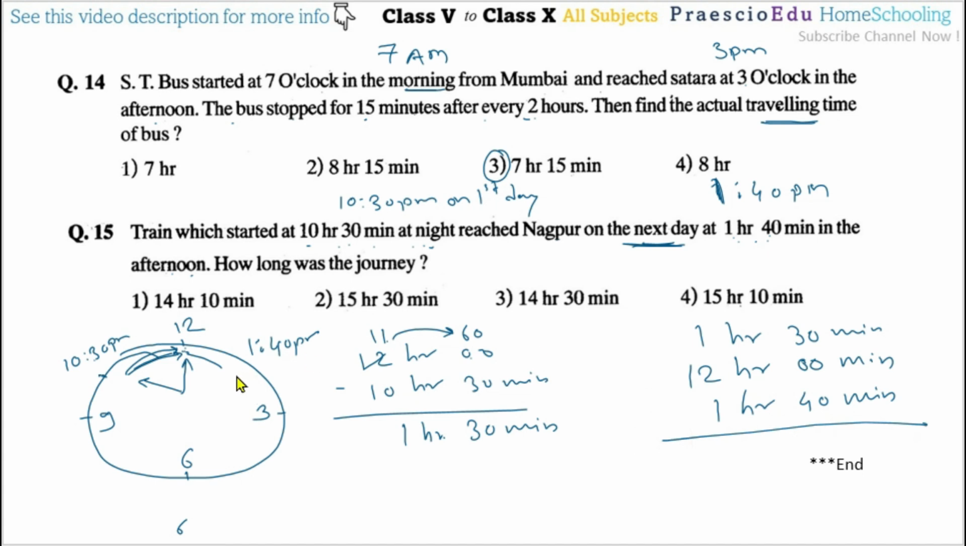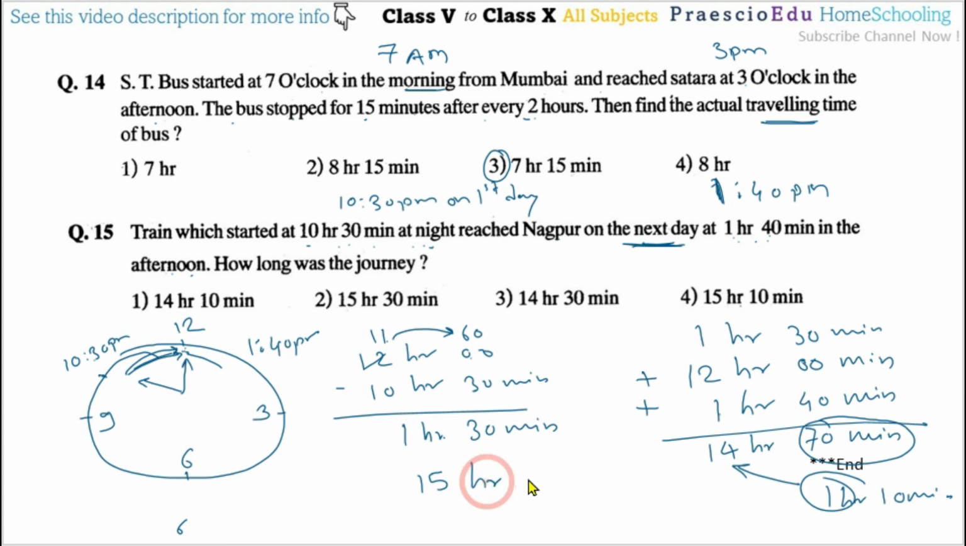Now for the total traveling time we have to add all the timings. Here 30 plus 40 is 70 minutes, and 1 plus 1 plus 12 is 14 hours. Now 70 minutes means 1 hour and 10 minutes. We add this 1 hour to make 15 hours, and this 10 minutes. So this is given in option number 4. Thank you.